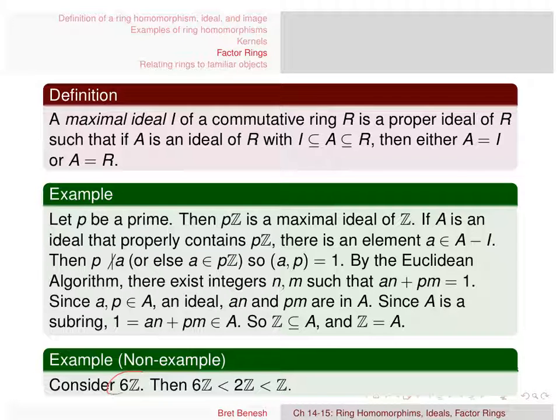A non-example, let's look at 6Z. 6Z is an ideal, but it's contained in the evens. And the evens isn't all of Z. So for 6Z, there's a bigger one that contains it. Whereas pZ, for instance 2Z, there's nothing bigger. So that's going to be maximal. This is not maximal. 6Z is not maximal because I can find a bigger one that contains it.